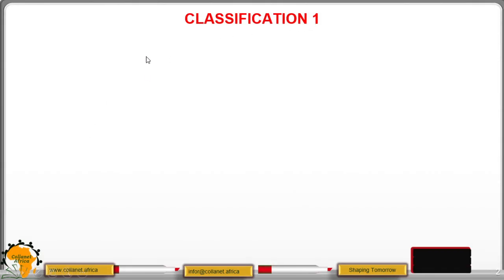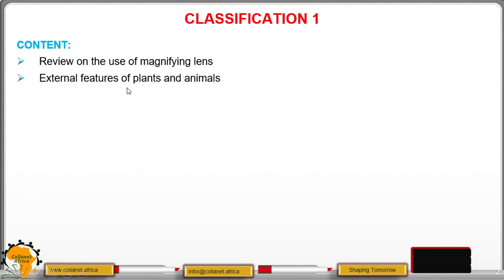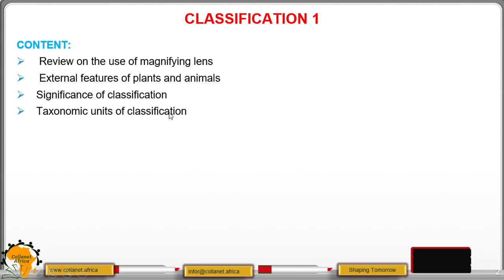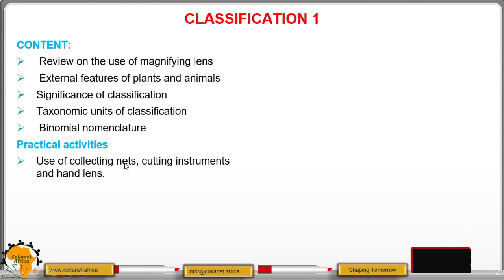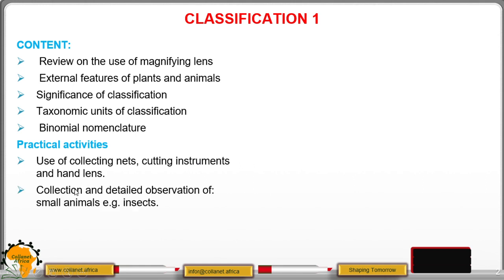Under Classification 1, we will cover the following subtopics. First, review on the use of magnifying lens, external features of both plants and animals, significance or importance of classification, taxonomic units of classification, binomial nomenclature, practical activities which include use of collecting nets, cutting instruments, and hand lens. Also, collection and detailed observation of small animals like insects.